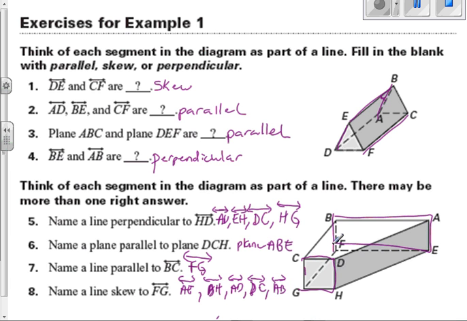And then if I look at number 7, name a line parallel to BC. BC would be right here, so you would have FG, that's parallel. And then if I look at number 8, name a line skewed to FG. So I've got several of them. You've got AE, DH, AD, DC, and AB. All those lines are skewed to FG. All right, so let's move on.